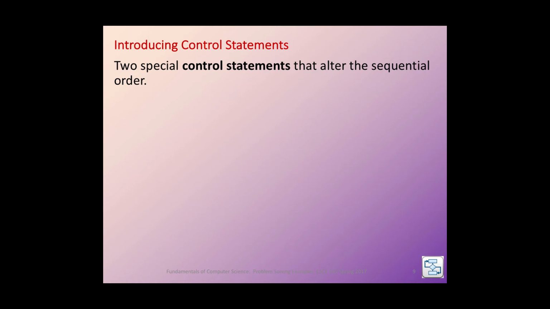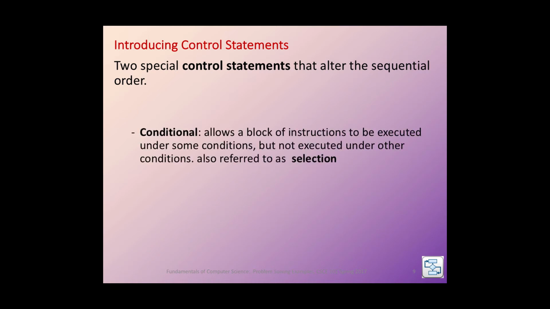Well, before we show you how that can be done, we need to introduce two special control statements that alter the sequential order. The first one is called a conditional. This is where the structure allows a block of instructions to be executed under some conditions, but not executed under other conditions. This is also referred to as a selection. In other words, the program is making a decision. This is how decisions are shown in computer algorithms.